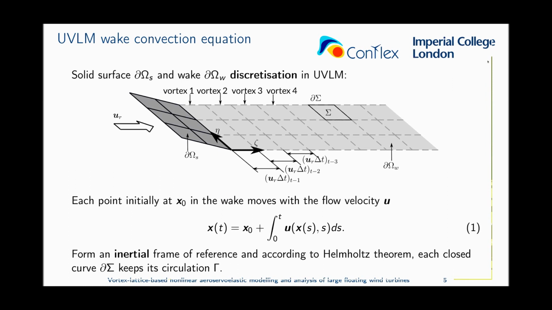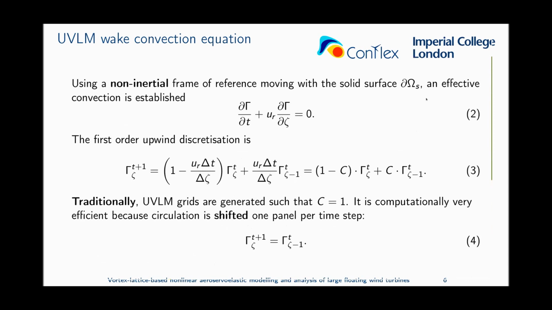In an inertial frame of reference, the movement of this surface is very simple. Every closed curve partial sigma in the figure is going to move according to equation 1, and it will retain its vorticity, or equivalently the circulation along that curve, due to Helmholtz theorem. However, in aerodynamics, we usually use non-inertial frames of reference moving with solid surfaces because the influence of the vorticity on the solid surfaces decays as 1 over the distance between the two.